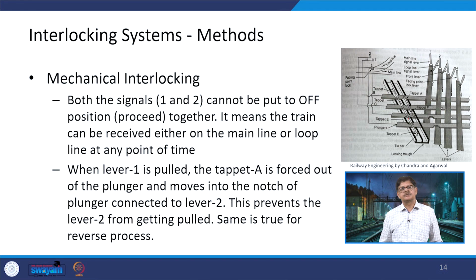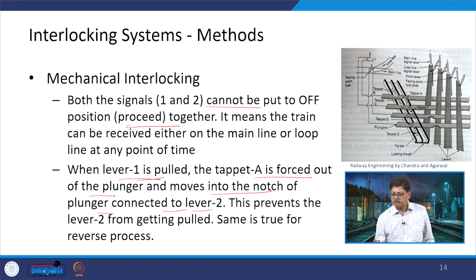Now, both the signals 1 and 2 cannot be put to off position, that is the principle behind the interlocking system. So, both cannot be operated together, only one is going to be put to the proceed condition. It means the train can be received either on the main line or a loop line at any point of time. When the plunger 1 is pulled, then the tappet A is forced out of the plunger and moves into the notch of the plunger connected to lever 2.